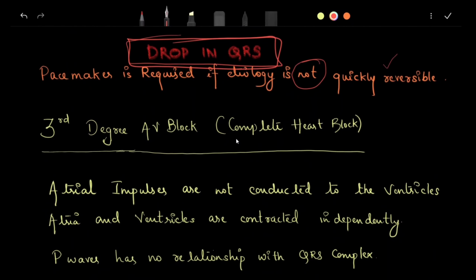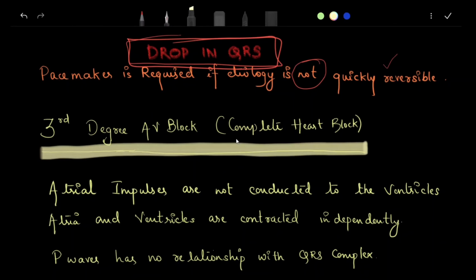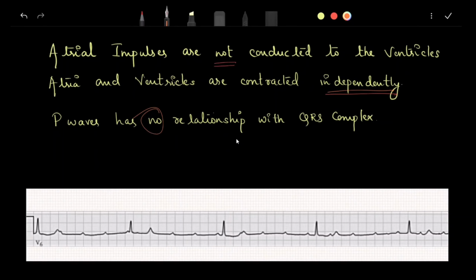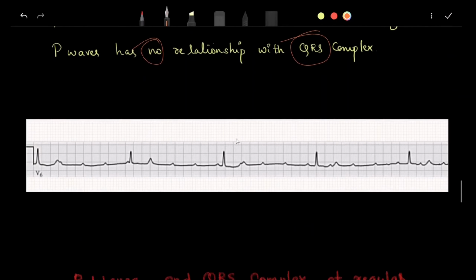Next is the third degree AV block. In third degree AV block, the atrial impulses are not conducted to the ventricle. Atria and ventricle contract independently. The P waves have no relationship with the QRS. No relationship with the QRS. See here.